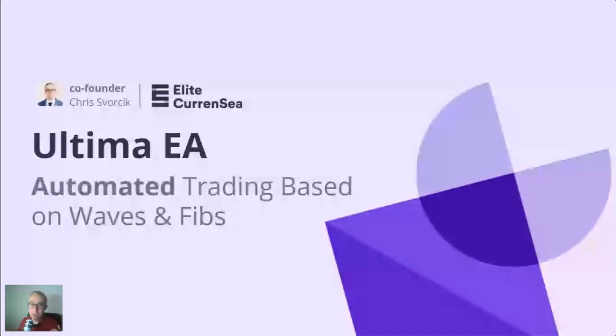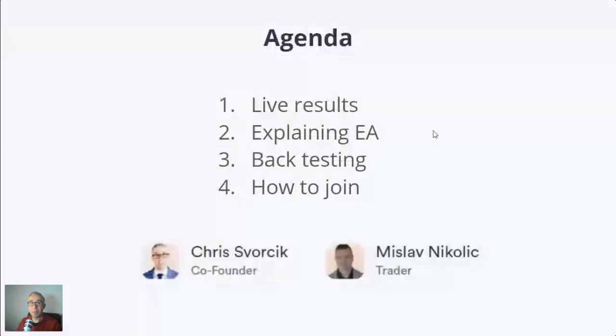My name is Chris Forsick from Elite Currency, and this is Ultima EA, developed by Mislav Nikolic, part of our ECS family already for 3 years. Time flies. And specifically on this EA, he has worked more than 1.5 years already. I'll explain the entire process, the results, the back testing, and how to join, of course. All of that coming up in this live webinar.